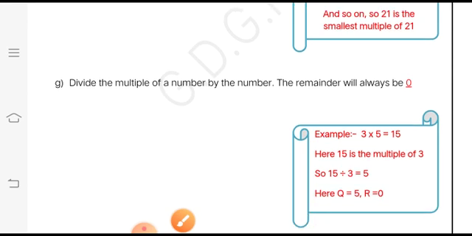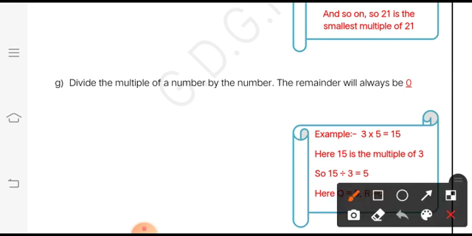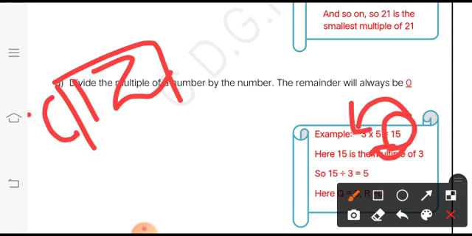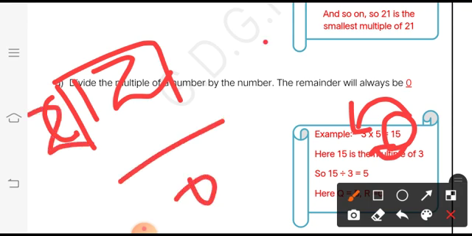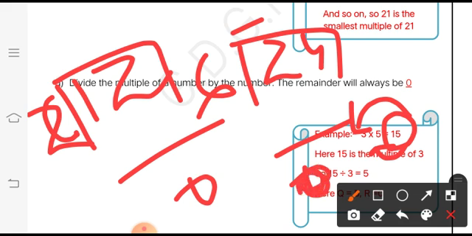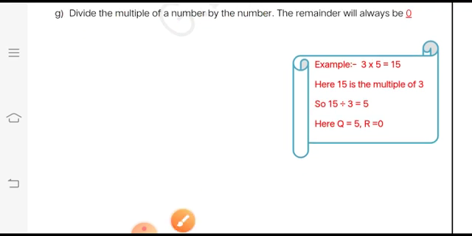And the last one is: divide the multiple of a number by the number, the remainder will always be. For example, 15 is a multiple of 3. If we divide it by 3, the remainder will always be 0. If we divide it by 5, the remainder will always be 0. Say for example 12 is a multiple of 2. If you divide it by 2, you will get remainder 0. Say 24 is a multiple of 6. If you divide it by 6, the remainder will always be 0. No matter what the quotient is, we are talking about the remainder. So whenever we divide a multiple by the number of which it is a multiple, we always get 0 as the remainder. So this was all about exercise 1.